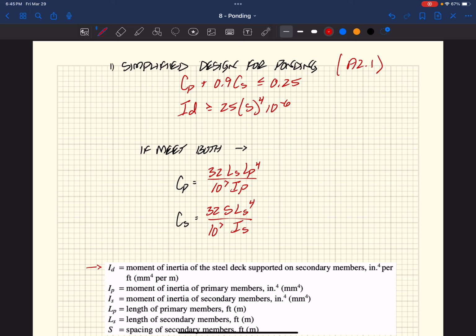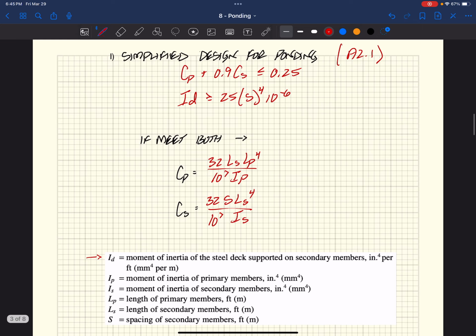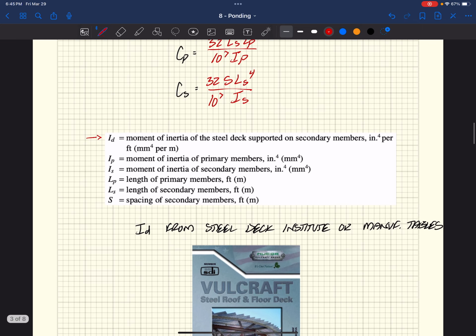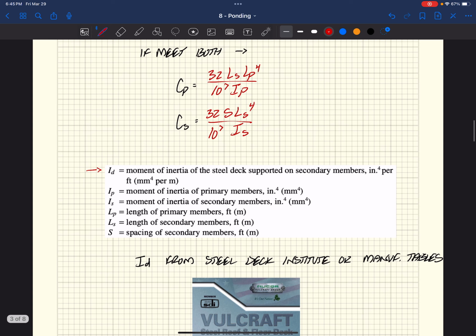You essentially have the adequate strength and stiffness, you can assume, and you can go about your business, right? So where do we get ID, right? All the other ones seem easy enough, right? We know the spacing of our beams, we know the lengths of our primary and secondary members, and we can get IP and IS, right?